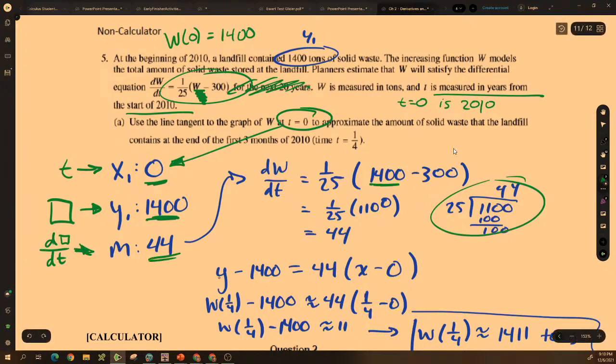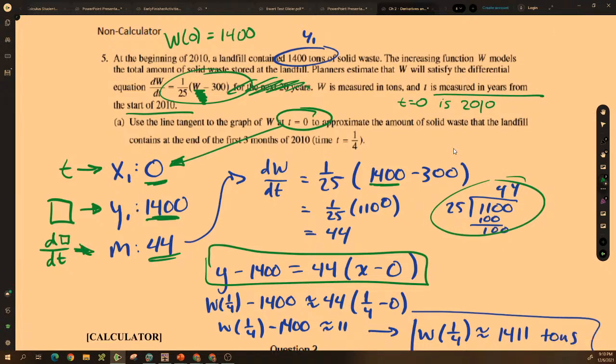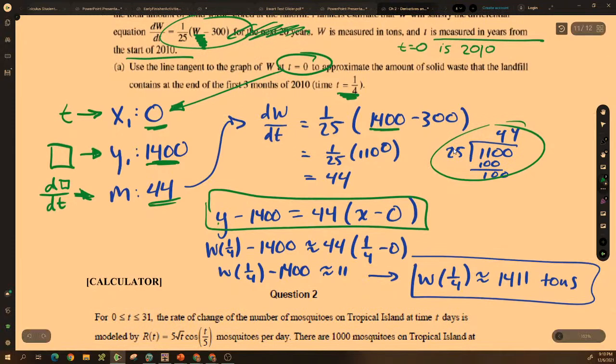So now I have Y minus Y1 equals M times X minus X1. And they say use that tangent line to approximate the amount of waste after 3 months, and they tell you that that means time 1/4. So I changed Y to W of 1/4, you could keep writing it as y. It won't matter. So y minus 1400 is approximately 44 times, then for x, we plug in 1/4. 1/4 minus 0 is 1/4. 1/4 times 44 is 11. Right? So y minus 1400 is approximately 11. Add 1400 over, and we get W of 1/4 is approximately 1411 tons.